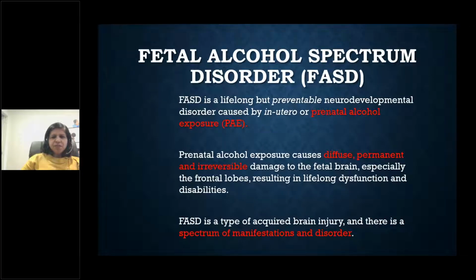So as you know, FASD is a lifelong but preventable neurodevelopmental disorder which is caused by in utero or perinatal alcohol exposure. Perinatal alcohol exposure actually causes diffuse, permanent, and irreversible damage to the fetal brain and frontal lobes, resulting in lifelong dysfunction and disabilities. It's a type of acquired brain injury, and the reason we call it a spectrum disorder is because it encompasses a lot of situations or presentations and manifestations.